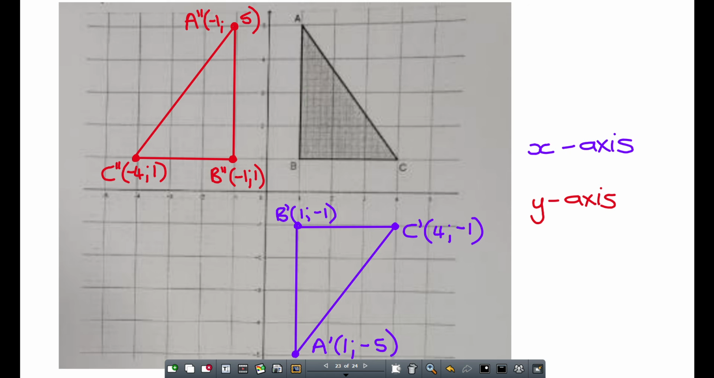Can I skip? Hands up, we're still copying. No one.